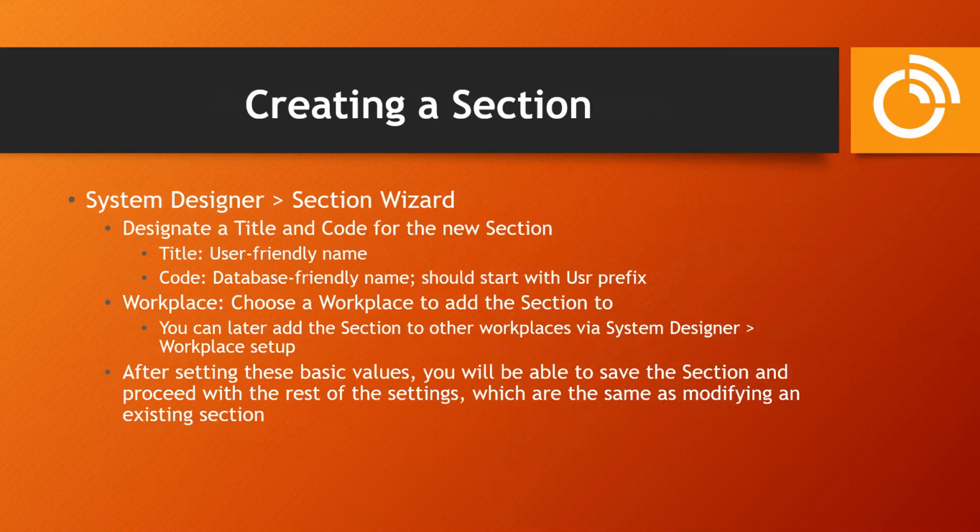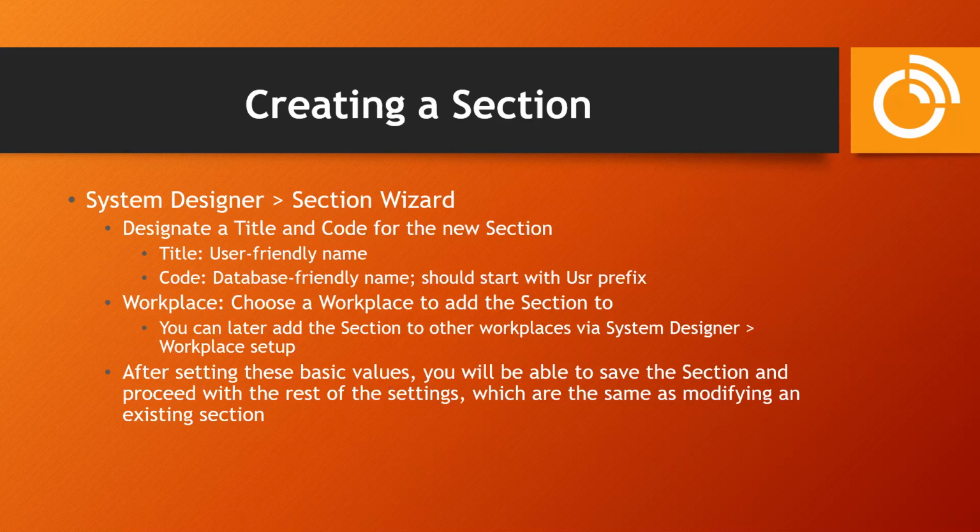Okay, so to create a new section, you'll go, like I said, to System Designer and then Section Wizard. You'll designate a title and code for the new section. The title is the user-friendly name, what you'll see on the front end in the UI. The code is the database-friendly name, and that will start with whatever your prefix is. Usually it's USR for user, and that's the name that the section is referred to in the database.